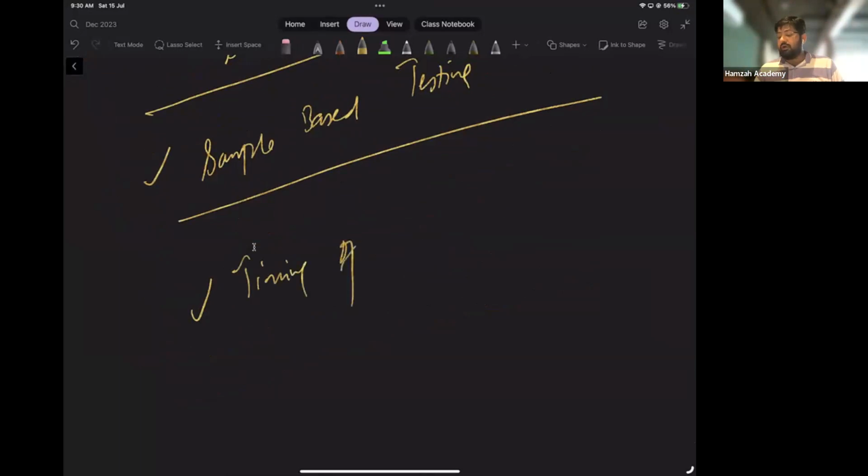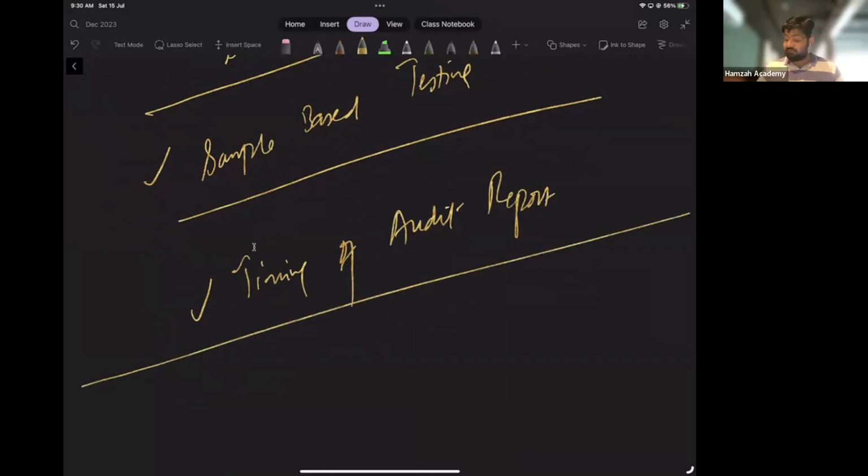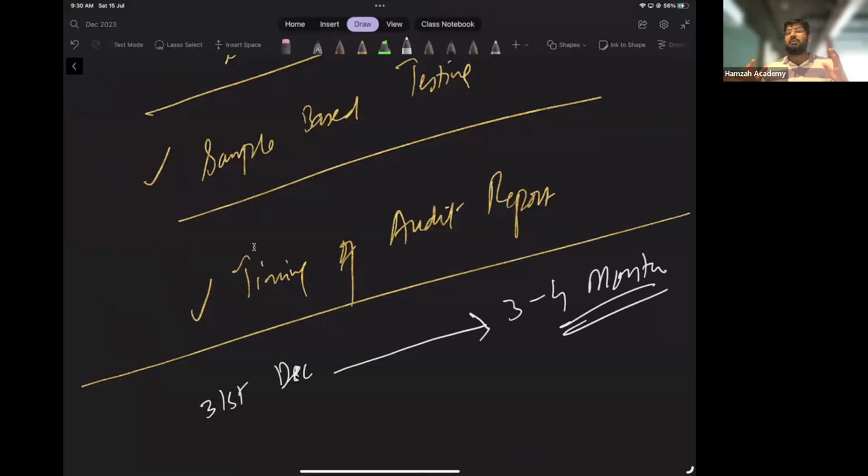Then the timing of the audit report is an issue. The year end is 31st December, and the audit report comes 3 to 4 months after year end. In those 3-4 months, while the auditor is performing the audit and finalizing things about the previous year, the next year's things may have changed a lot. So this gap between year end and the date of the audit report decreases the usability and benefits of the audit report.